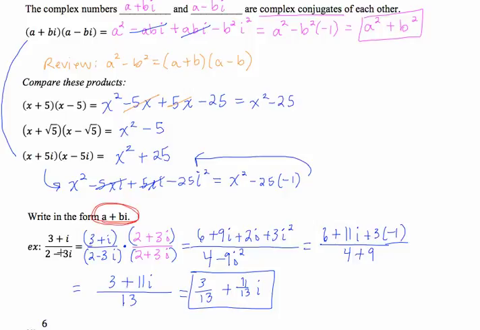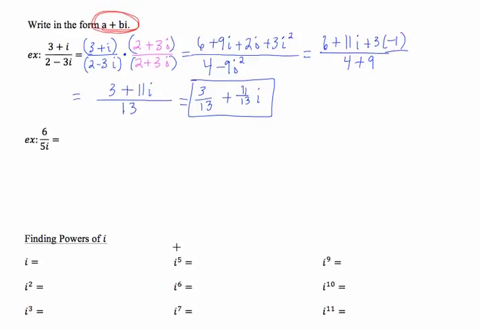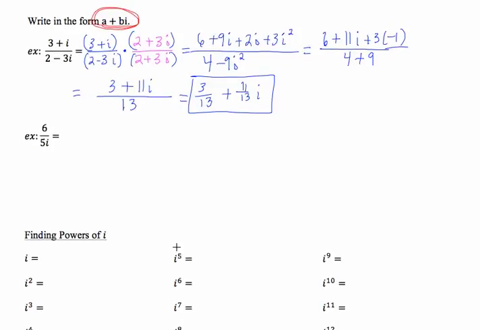Okay, so if you're dividing complex numbers and you have i's in the denominator, and it's of the form a plus bi over a plus bi, you multiply by the fancy form of 1 in the form of the conjugate of that denominator over itself. So let's do that again for this example. 6 over 5i. We want to write it in the form a plus bi.